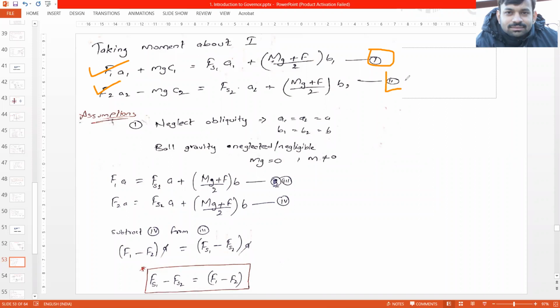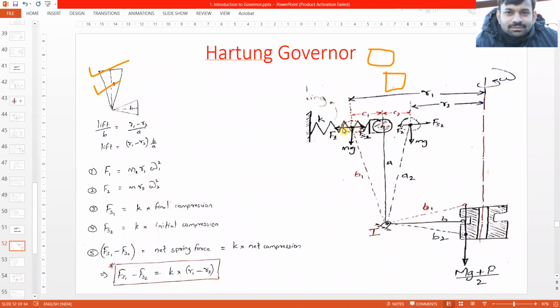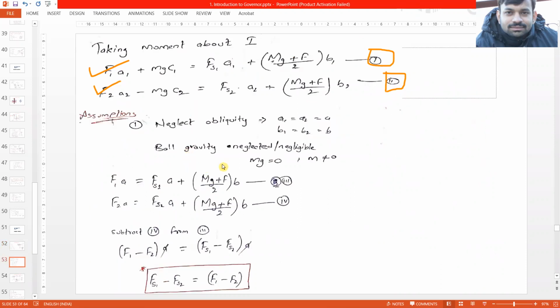Again, we'll take some assumptions to simplify these equations. If we neglect the obliquity, obliquity will not come in this case because the ball is mounted with the spring, the ball is attached with the spring. So A1 would be equal to A2, which is equal to A. And if the ball gravity is neglected, that is, the mg force is very small as compared to the other forces, then mg would be equal to 0.